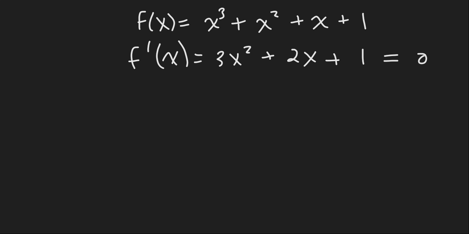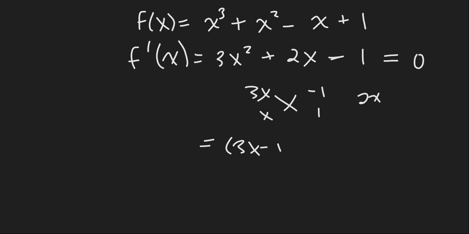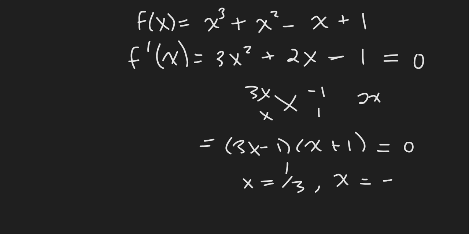And once you set this equal to 0, actually just to make the numbers a little bit nicer, I'm going to make this negative right here. Not there. Right here. And that'll just make it a little bit nicer. We can do a little factoring. You can see here that this will get us 2x. So this is equal to 3x minus 1 times x plus 1 is equal to 0. So we find that x is equal to 1/3 and x is equal to negative 1.